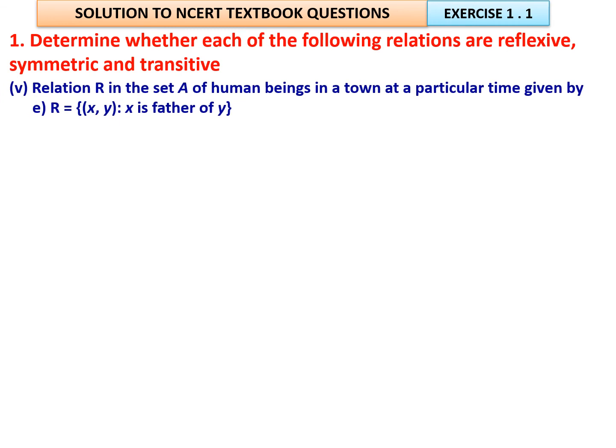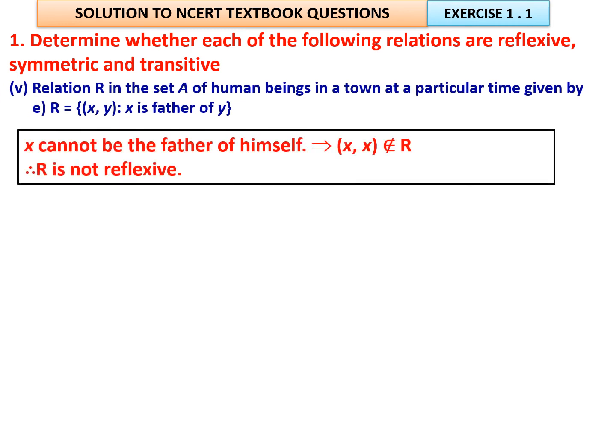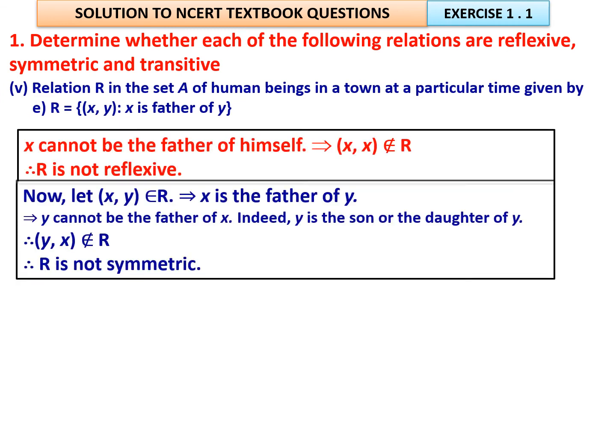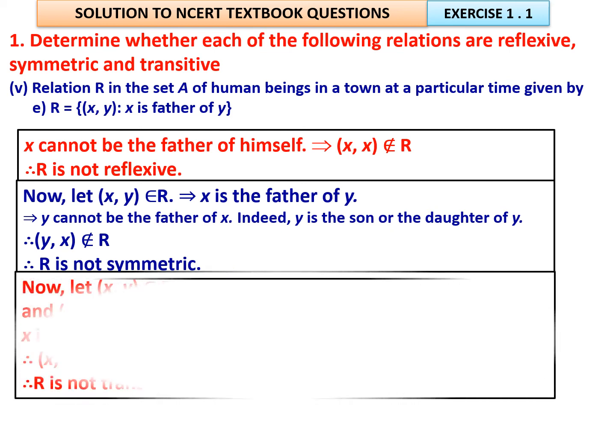Okay, x is father of y. A person cannot be father of himself, so not reflexive. If the first is father of the second, the second cannot be the father of the first, it should be the son or daughter, therefore it is not symmetric.